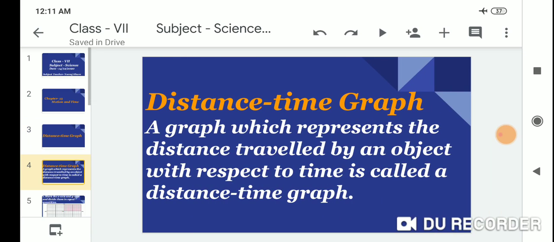Distance-time graph. A graph which represents the distance traveled by an object with respect to time is called a distance-time graph.